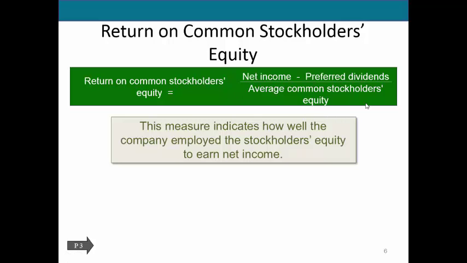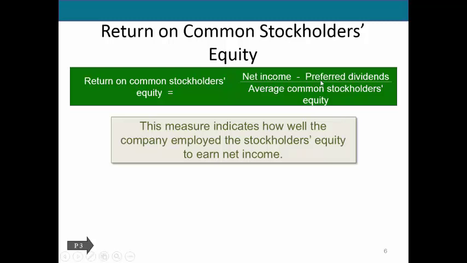Calculate average stockholders' equity just like you calculate your average assets. You would take your beginning equity plus your ending equity and divide by 2. So, return on common stockholders' equity. Rather than simply having our net income in our numerator here, I want to note you have to subtract out your preferred dividends, because what this ratio is looking at is how well a company is using the money to the benefit of their stockholders.